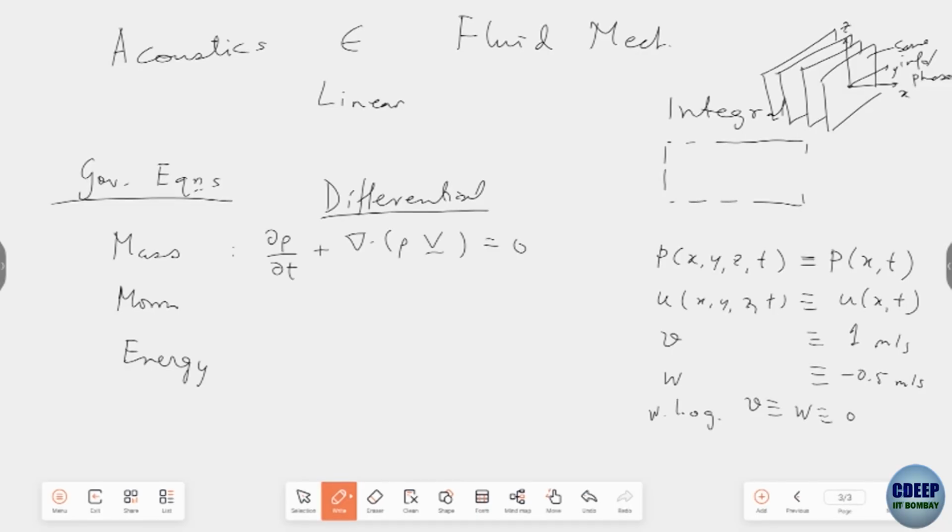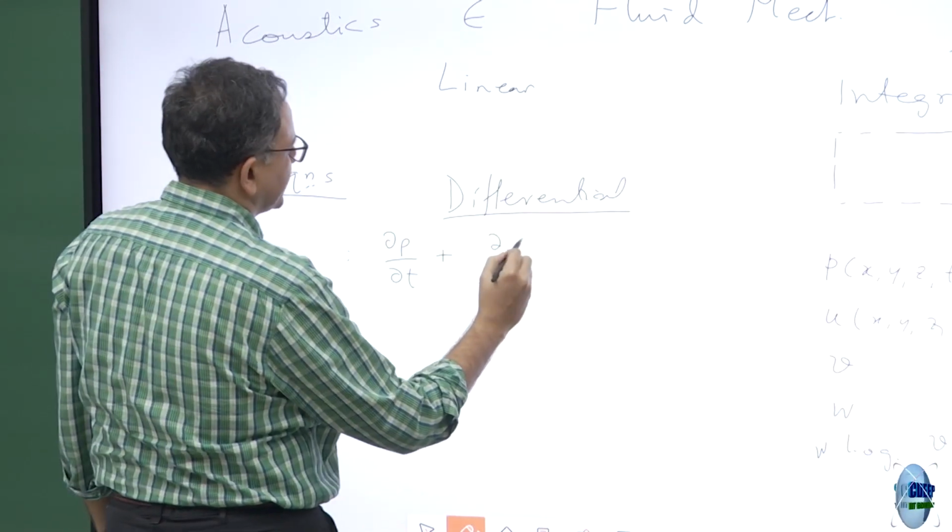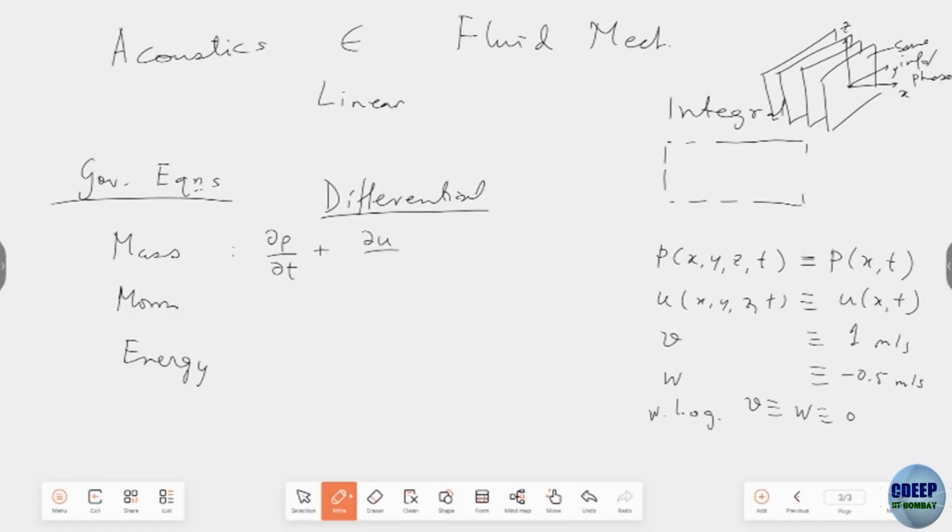For our particular choice of only x dependency, we can simplify this, and because v and w are 0, we can have, rho, sorry, so the momentum equation will be del rho u del t plus del x of rho u square plus del p del x is equal to 0. This is going back to expecting that you are good with your fluid mechanics.